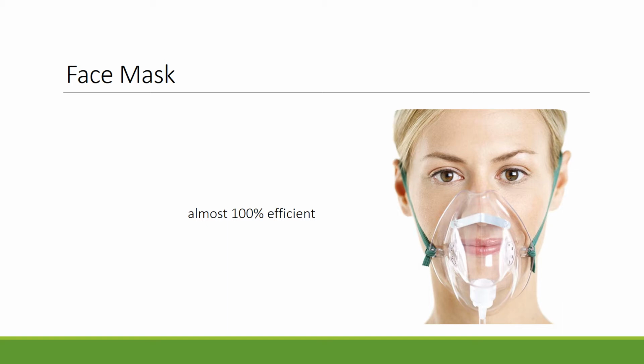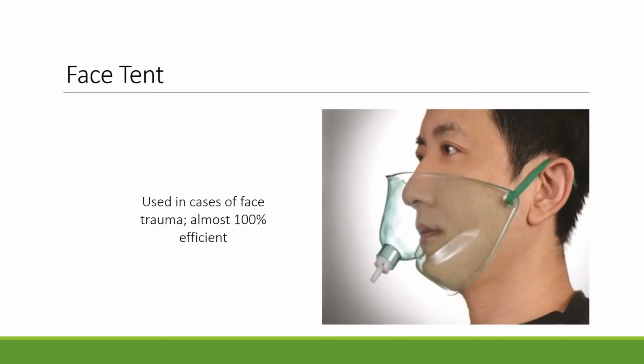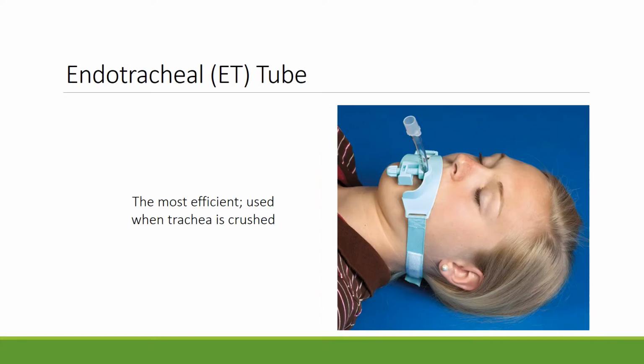The simple face mask is a basic disposable mask made of clear plastic, and it provides oxygen therapy for patients who are experiencing conditions like chest pain, maybe a heart attack, dizziness, and minor hemorrhages, and it's almost 100% efficient. The face tent is a soft aerosol mask that fits loosely around the patient's face and neck. It's an alternative to the face mask, and it's used most often in cases of face trauma or if you have someone who has a feeling of claustrophobia. It's almost 100% efficient.